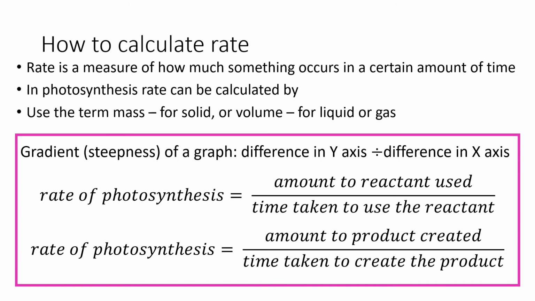So we get the amount of gas made per minute, per second, or per hour, depending on what our units are. There is another way of doing it, which involves the use of a graph, and we simply work out how steep the graph is. We do that by working out the difference in 2 points on the y-axis and dividing that by the difference on the same 2 points along the x-axis.